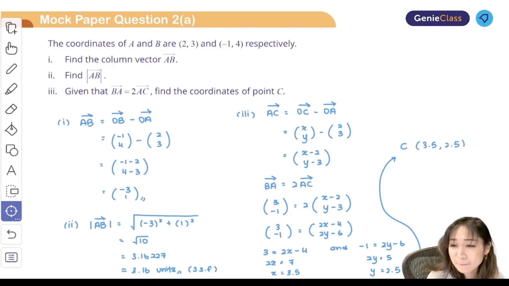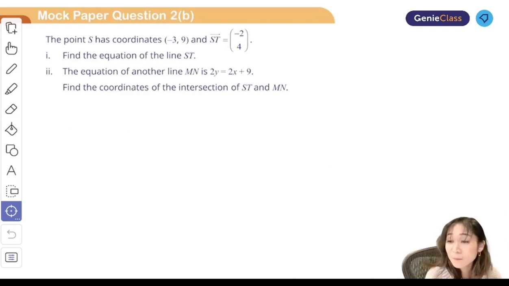Can? So you need to present your answer clearly. Okay, because the question asks for coordinates. Got it? Any questions? Anyone? Okay, no questions then? Thank you, Kavya. Okay, no questions then.